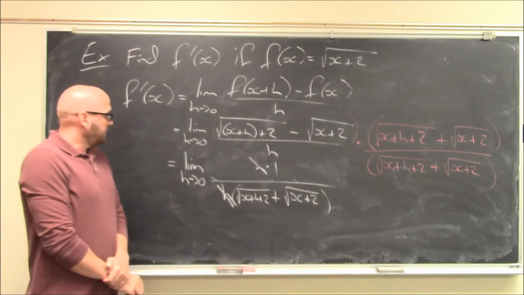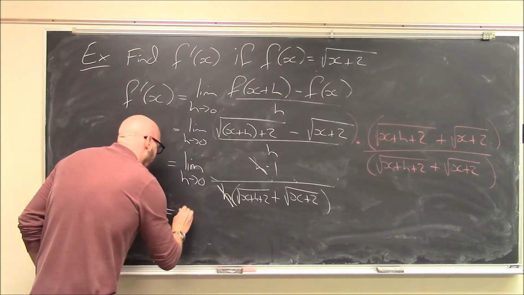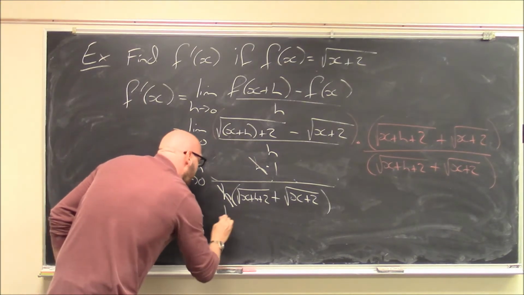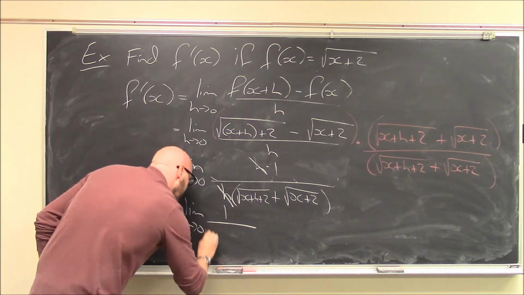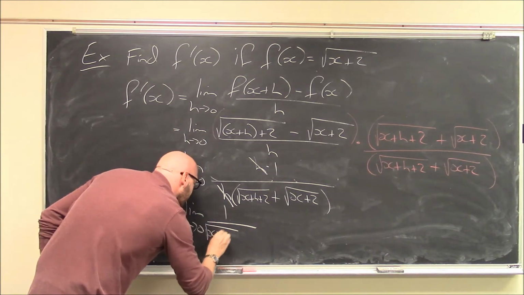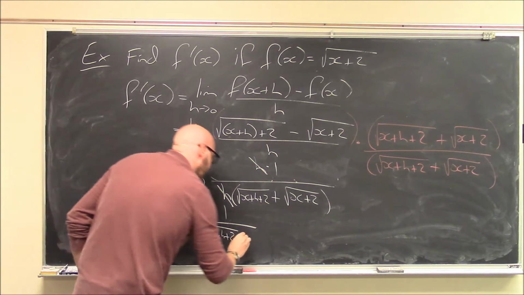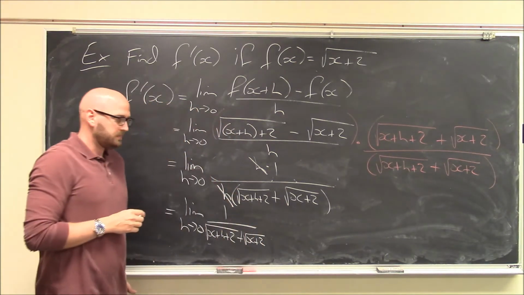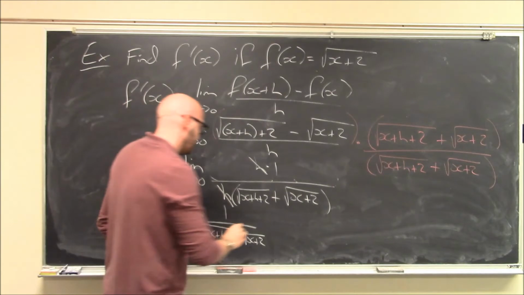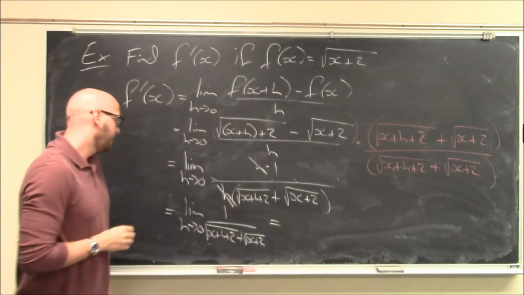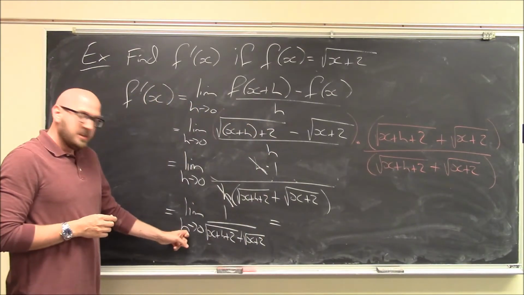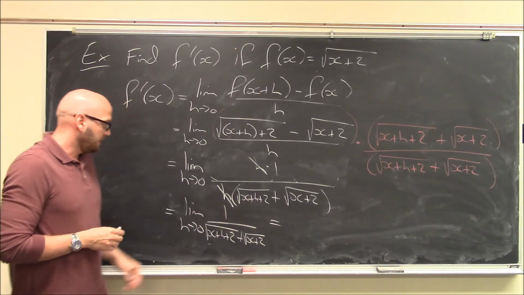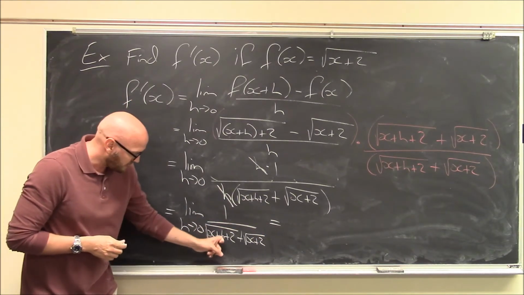What happens now? I suppose maybe I'll rewrite it one more time. Limit as h goes to 0 of 1 over the square root of x plus h plus 2 plus the square root of x plus 2. So you'll notice h going to 0 is not a problem anymore, right? I'm not dividing by 0. Nothing bad happens when h goes to 0, so just let h be 0.